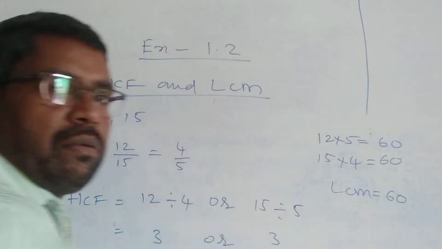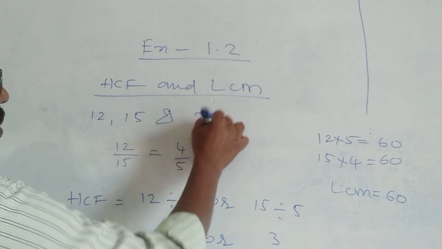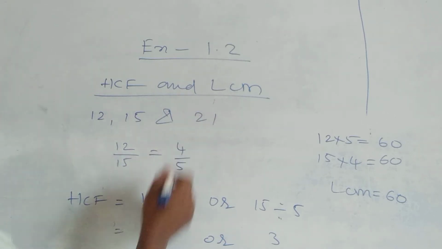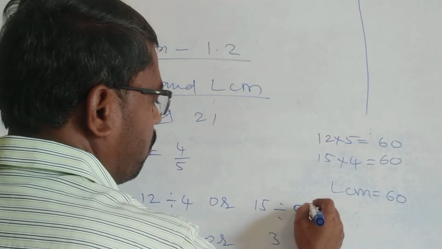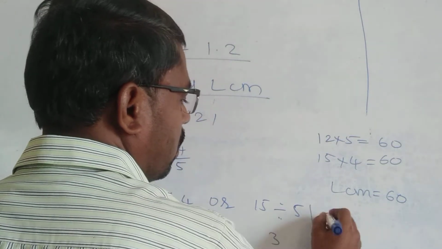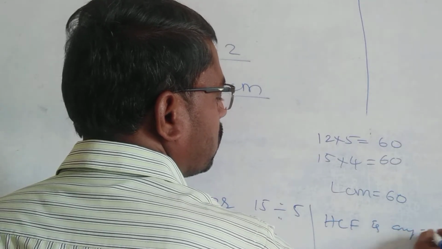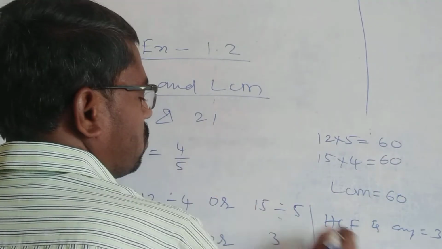So what is another number we have? 21 is already there. Again we can take it with this one. So is it divisible by this 21 or not? Yes, it is divisible. So therefore the HCF is anyhow 3.